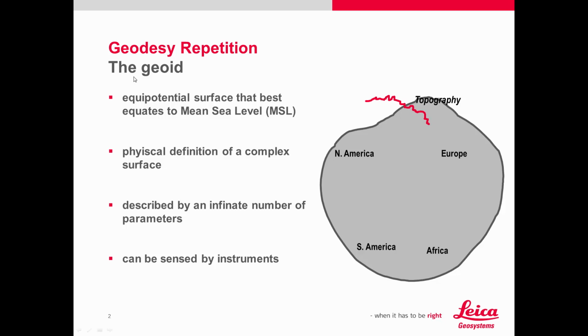So let's talk first about the geoid. What is the geoid? It is an equipotential surface that best equates to the mean sea level. Actually, it is an imaginary surface which does not exist. It is an imaginary surface, so actually we need some instrument to detect it.